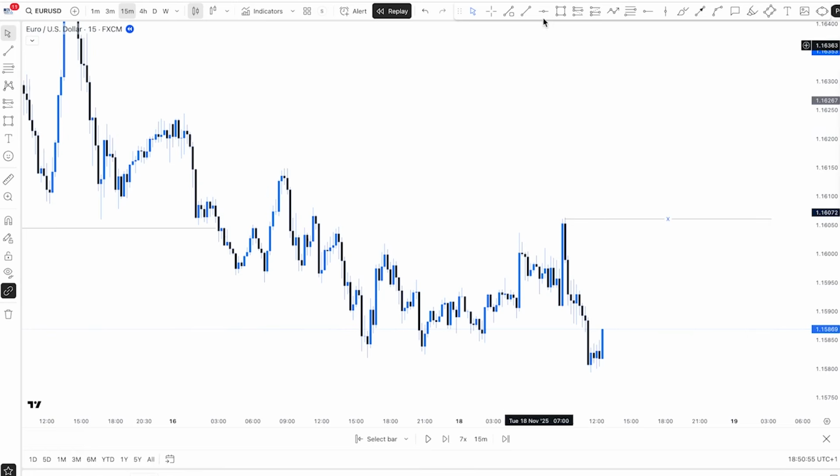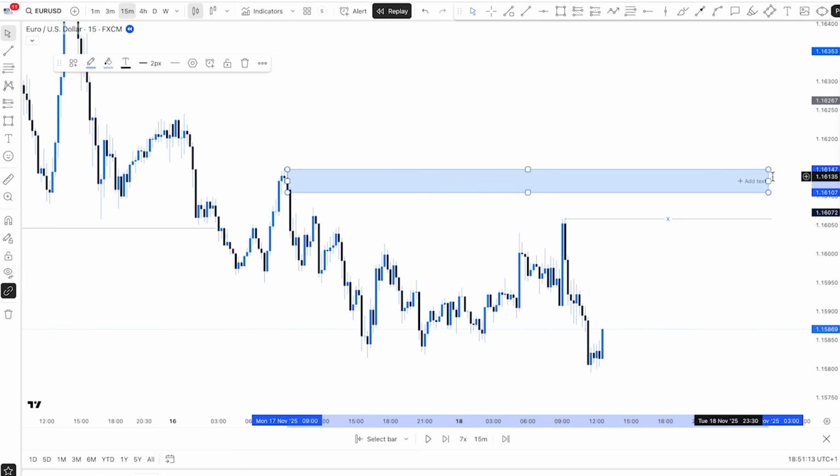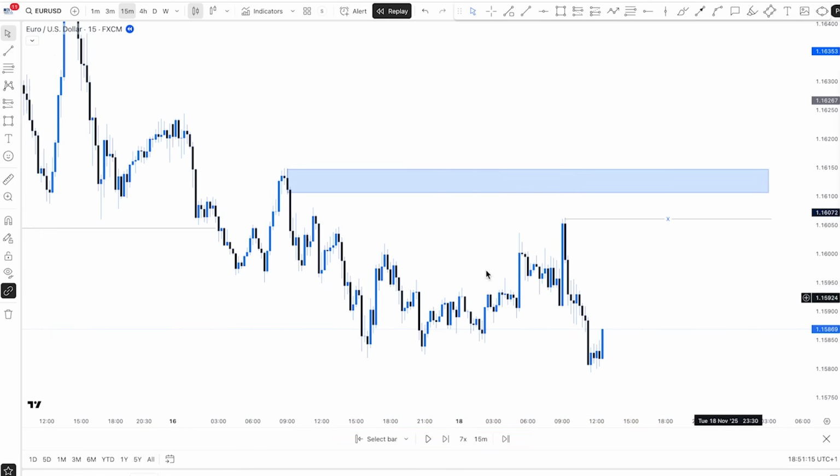So moving on, where is our POI? We have a valid POI right here with clear imbalance. Always ensure that your POI has clear imbalance. So as you can see here, let me quickly break this down. After our change of character, where is our next point of liquidity? We have a liquidity point here.